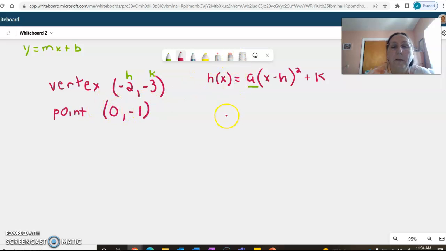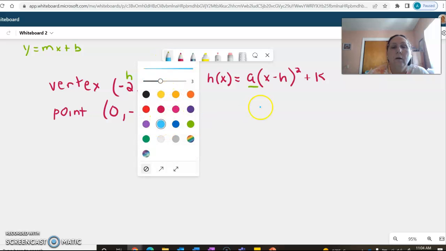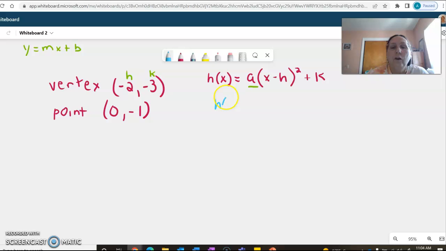How are we going to use that information? We're going to start by putting in the h and the k. So we have h of x equals, we don't know what a is yet, but we know that x is in -2, because there's our h, quantity squared, plus a -3. And we could rewrite this as just -3.